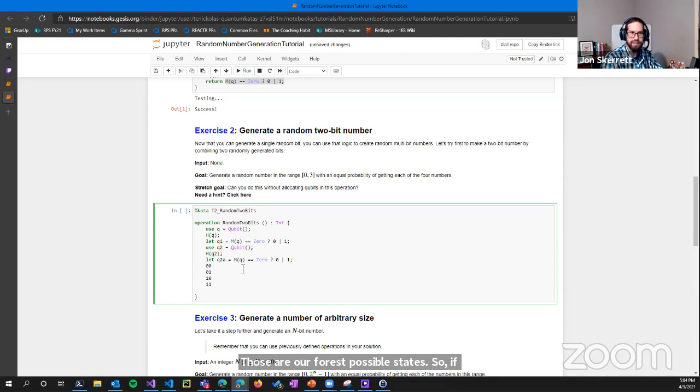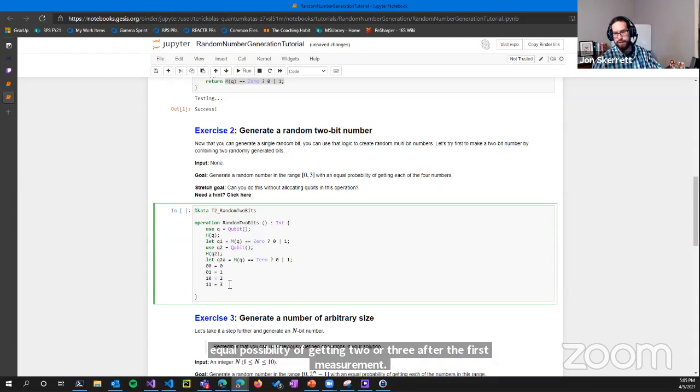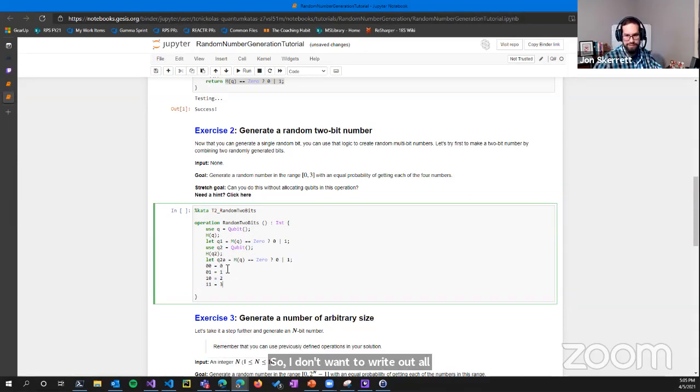So if we have the second one go to 2, so if the first one is a 0, then we've only got 0 or 1 options for the second one. If the first measurement turns out to be a 1, then we have an equal possibility of getting a 2 or a 3 after the first measurement. So I don't want to write out all of this code.